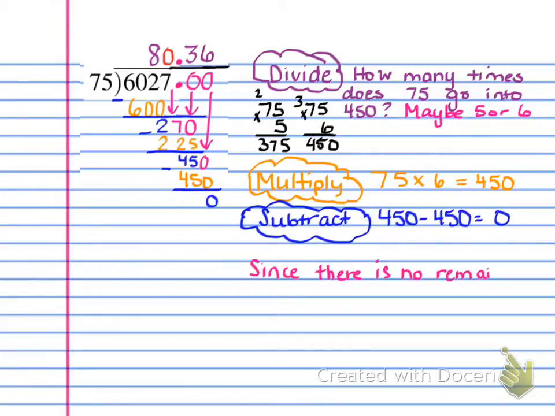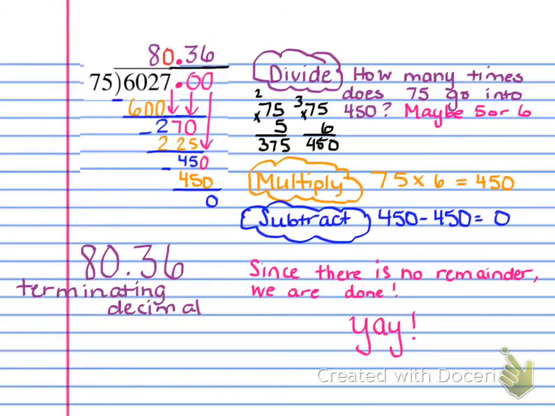450 minus 450 is 0. So now we have no remainder. So this is actually a terminating decimal. So this problem is done. You get a 0 at the end, and that's what it's called, terminating decimal. So you want to add that note there. All right, so you can see that I've added that here.